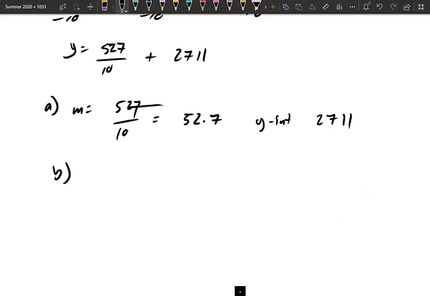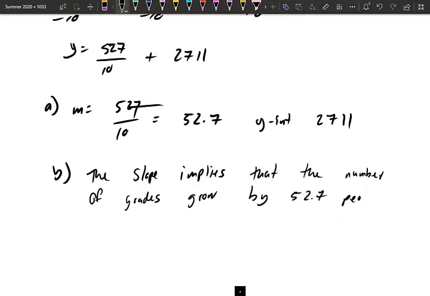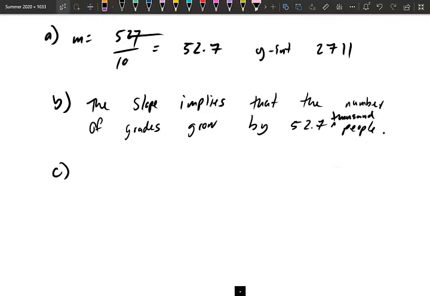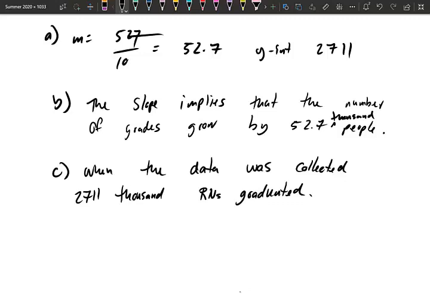For B, it's asking us what the slope implies. So the slope implies that the number of grads grows by 52.7 people. Sorry, 52.7 thousand, because it's in the thousands. C, it's the y-intercept. So what does the y-intercept imply? When the data was collected, 2711 thousand, so 2,711,000 RNs graduated, because that's when they started. That's why we call the y-intercept your start.